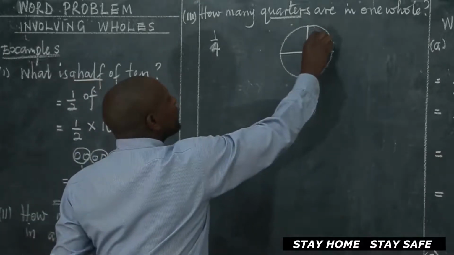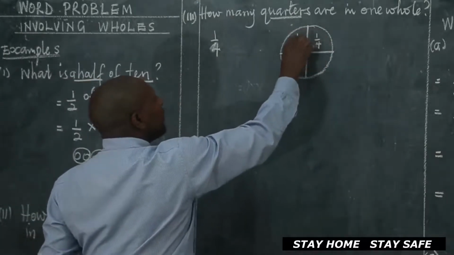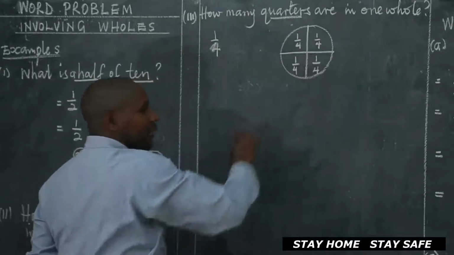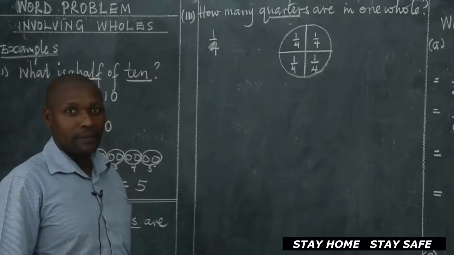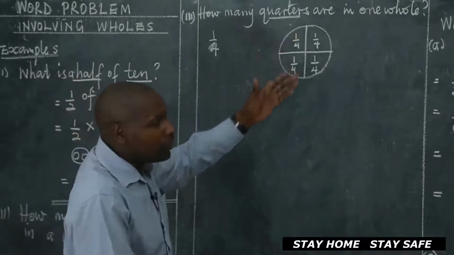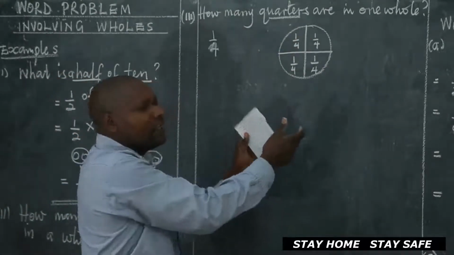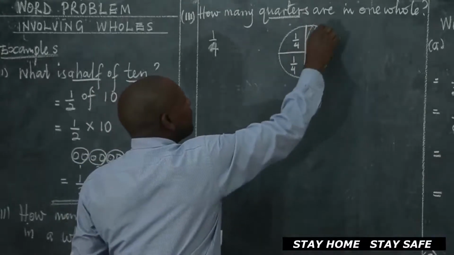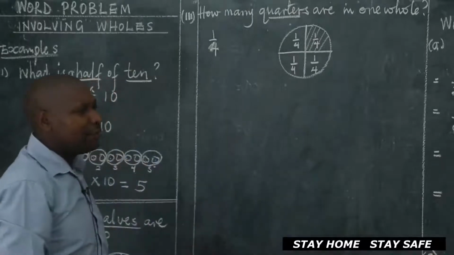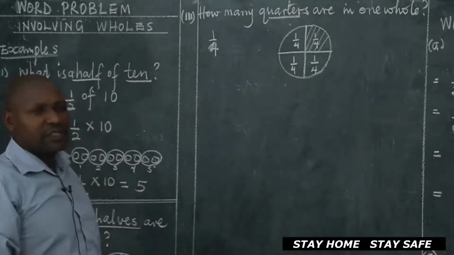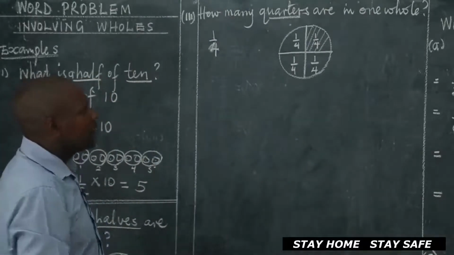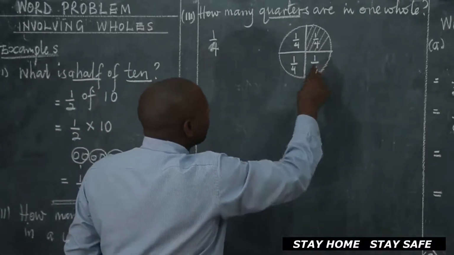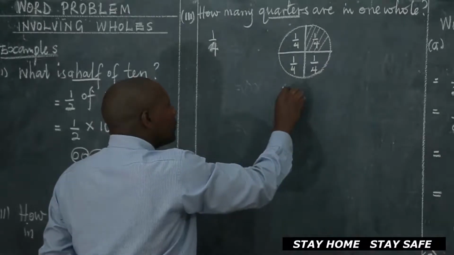So we have, this is a quarter, this is a quarter, this is a quarter, this is also another quarter. Yes, a whole, and we have divided a whole into quarters. I know this is a quarter, but if we have to count how many quarters are made out of this whole, help me. Let's count. We have 1, 2, 3, and 4. And these are 4 quarters.